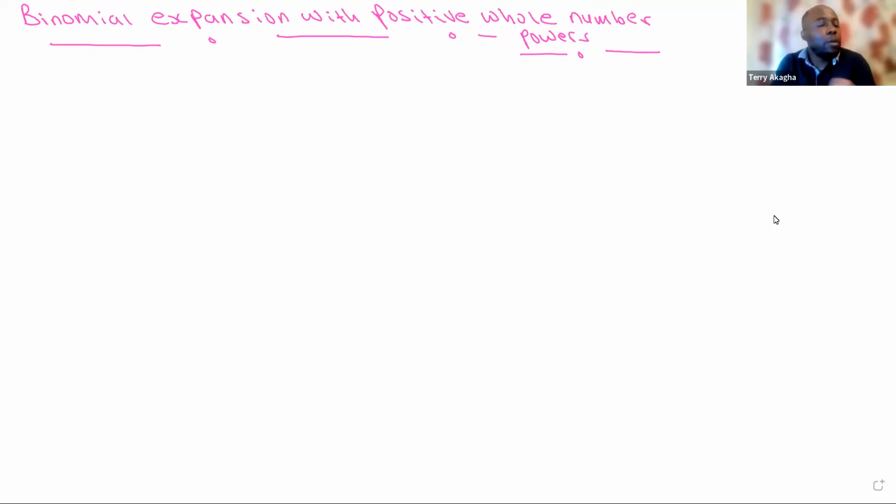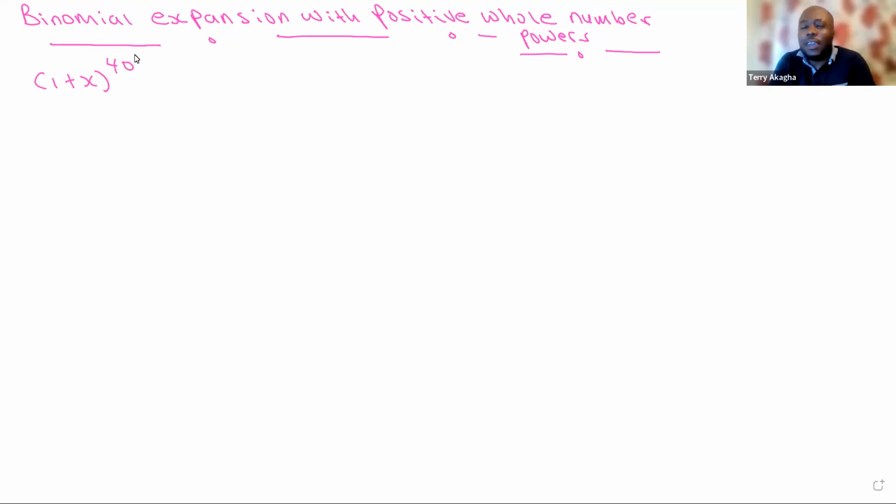So last time we talked about Pascal's triangle, and now we're going to talk about binomial expansion with positive whole number powers, okay? First, for instance, if we wanted to expand the binomial 1 plus x raised to the power 40, for instance.